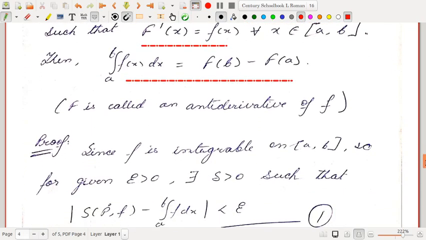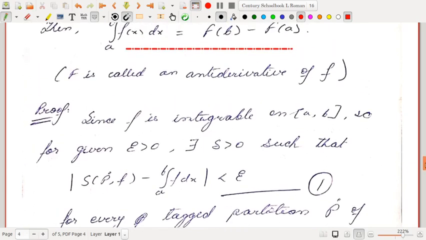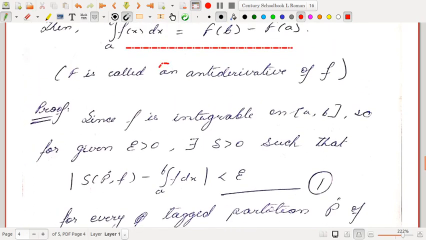So the function F is called an antiderivative of f. Observe that it's an antiderivative because a given function can have infinitely many antiderivatives. They just differ by a constant.